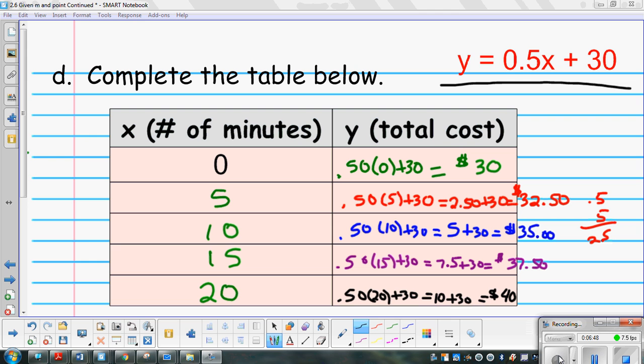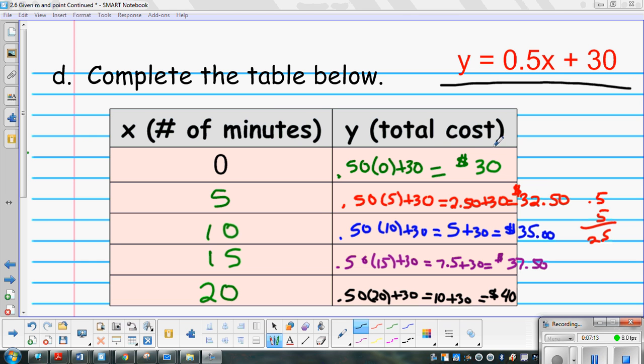So take a moment. Did you notice a pattern? After we subbed in the 0 and then the 5, did you start to notice a pattern? It went from 30 to 32.50, from 32.50 to 35, and then from 35 to 37.50. It is going up by $2.50 for every 5 minutes as time goes on.